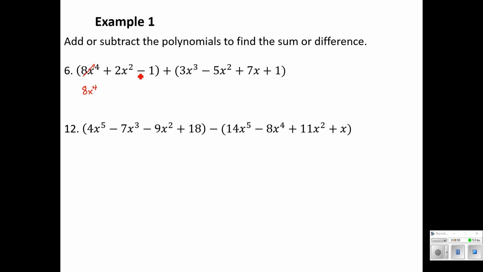Next, I'm looking for x cubed. Okay, I've got none in the first expression plus 3x cubed in the second. Okay, now x squareds, I've got 2x squared plus a negative 5x squared, that's minus 3x squared total. And I've got, let's see, I just did x squareds, I should look for x terms first. We've got positive 7x. And now I've got a negative 1 plus a positive 1, those cancel out. So here is our sum.